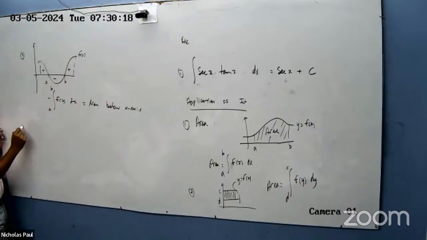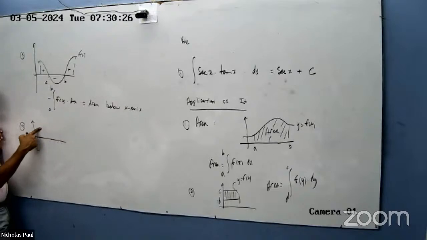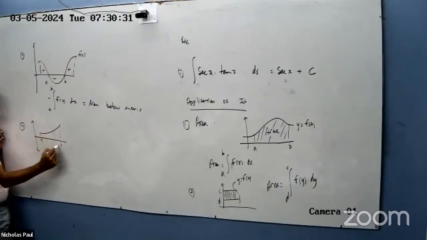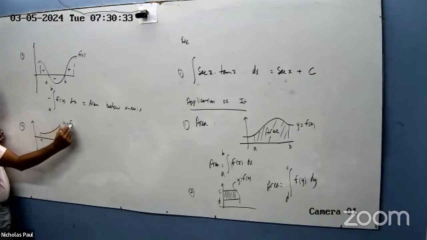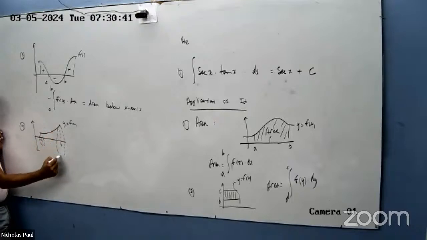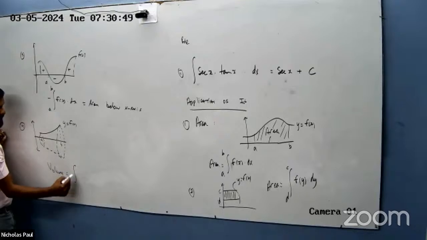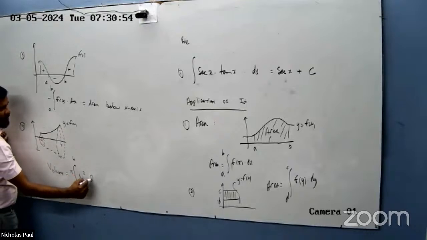Next thing that we need to remember is that if you have a function, and you rotate that function between A and B about the x-axis, you would get a shape that we could find the volume of. And the volume of that shape is the integral between A and B of pi y squared dx.